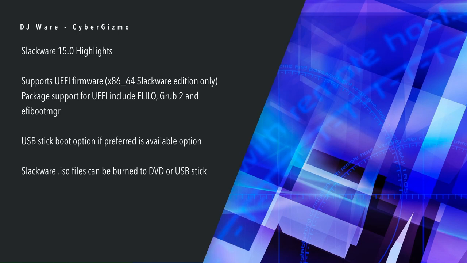That was the reason why Grub came along, was to fix those issues. You can use a USB stick option if you prefer. There used to be a floppy disk option too, as I remember. I have a funny story with that, but I think I'll reserve that one for another time. So Slackware ISO files can be burnt either to a DVD or a USB stick. So they are configured to allow you to actually boot from those, either a DVD or a USB stick if you wish.